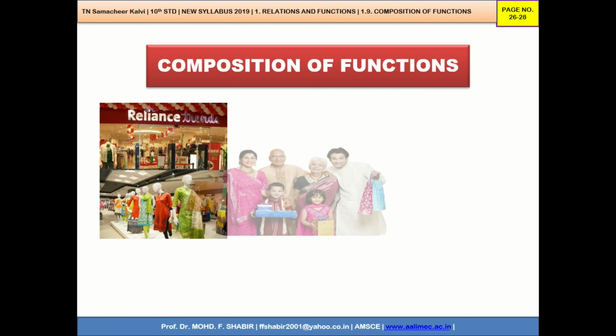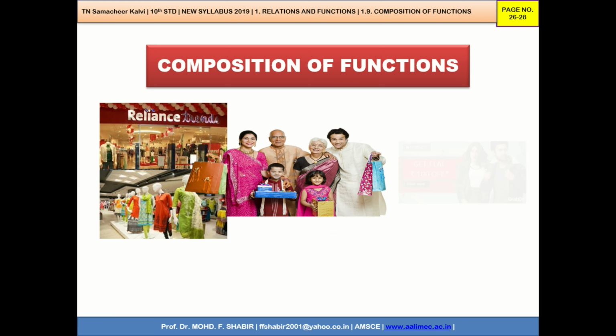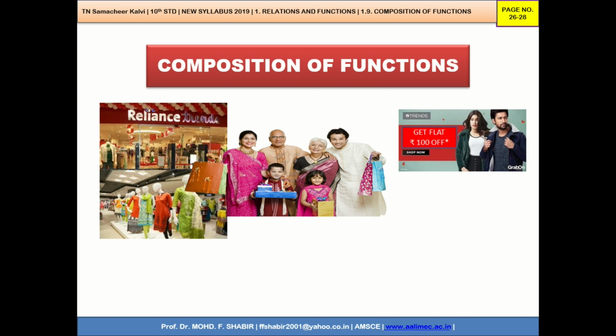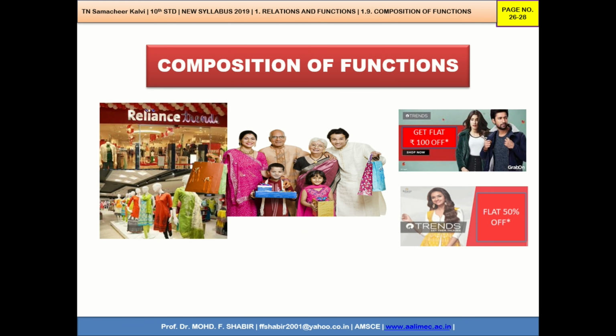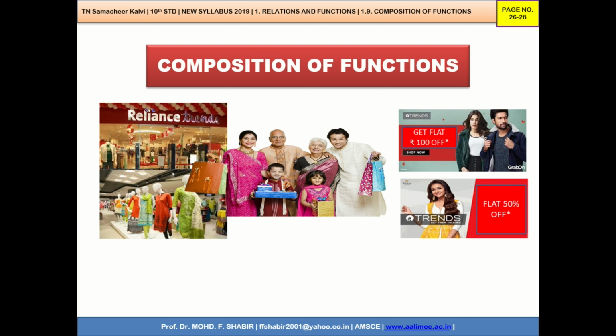Suppose a family wants to purchase a cloth. They go to a retail shop, Reliance Trends. They purchase the cloth. While coming out, the manager of the shop calls them and gives them two coupons. Flat 100 rupees off, flat 50% off. And he says that they have to use this coupon within this month and they have to purchase cloth of rupees 1000.